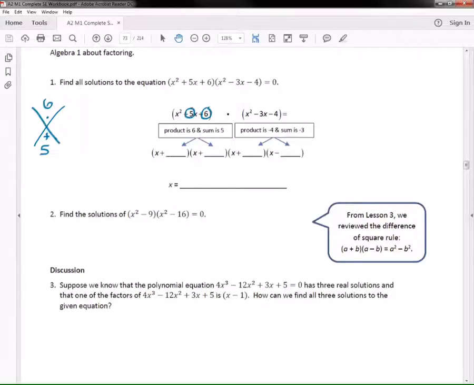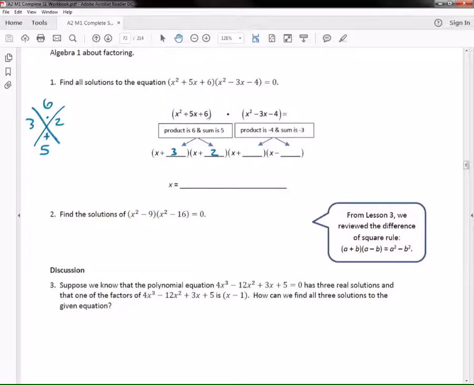And your question is, what two numbers multiply to give me 6 and add to give me 5? That's what this is saying. The product is 6, the sum is 5. Okay, what two numbers? Students, 3 and 2. So I would put 3 and 2 right there. Then you would put 3 and 2 right there, and everybody would be fine and dandy.